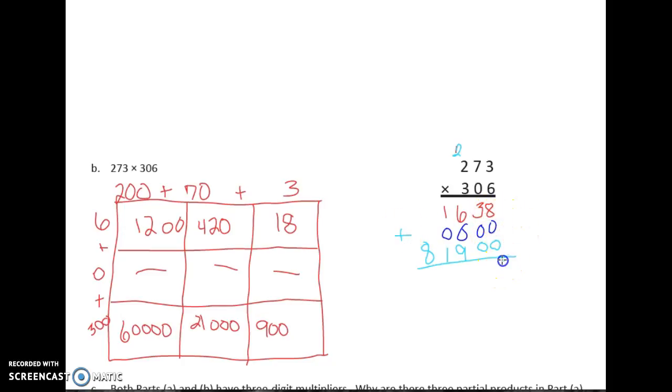So 8 and 2 zeros is still 8. 3 and 2 zeros is still 3. 6 plus 9 is going to be 1 less than 16, like 6 plus 10. So this is going to be a 15. We're going to carry a 1. 1, 2, 3 ones. 3. We had nothing to carry, so our 8 is all by itself.